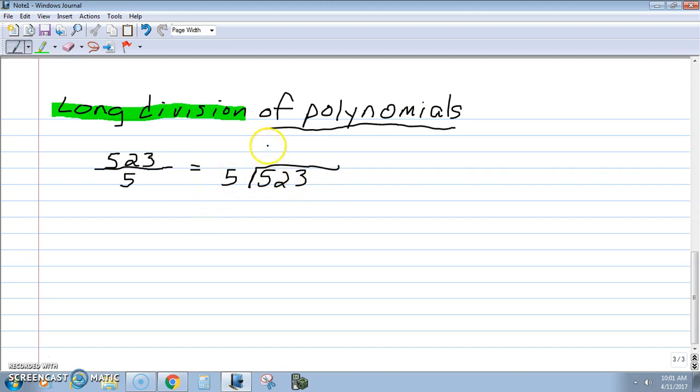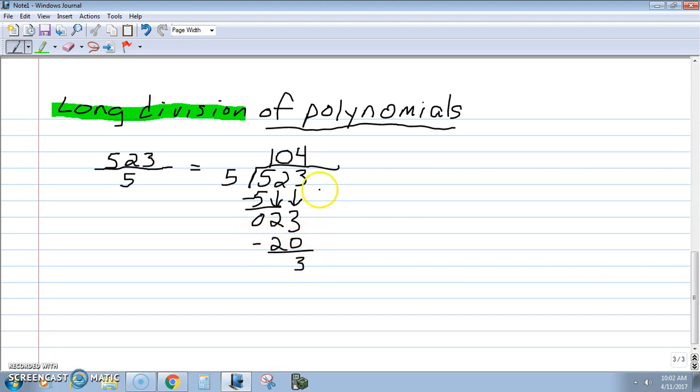So 5 can go into 5 once. We subtract. We get 0, but I'm not done with my number, right? I need to bring this 2 down. 5 cannot go into 2, so I need to put a placeholder up here. We're also going to have placeholders in our polynomials. Then I can bring down the 3. 5 can go into 23 4 times. 5 times 4 is 20, so I'm going to subtract 20.